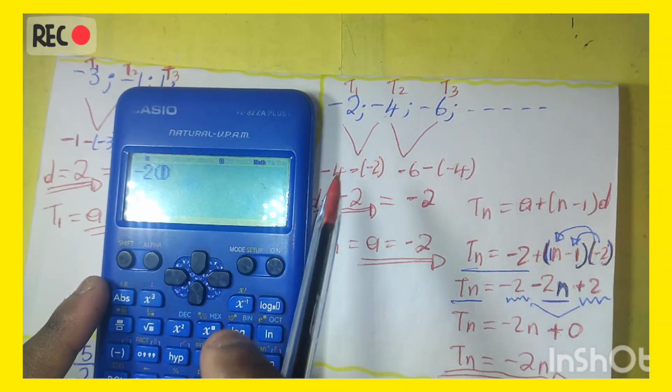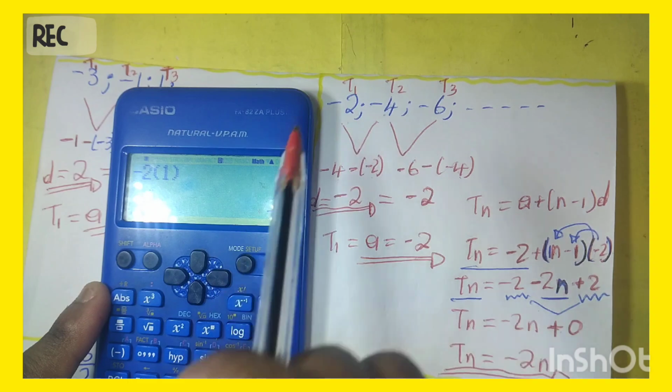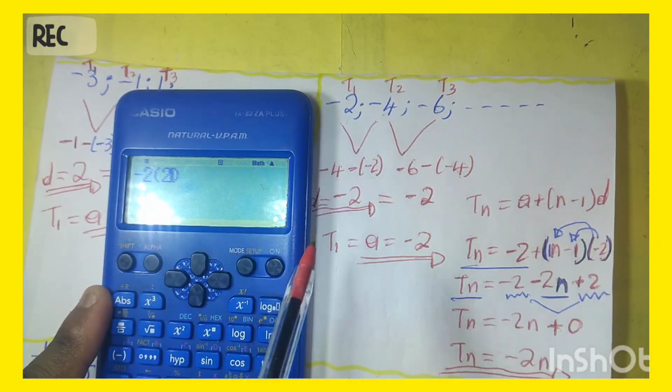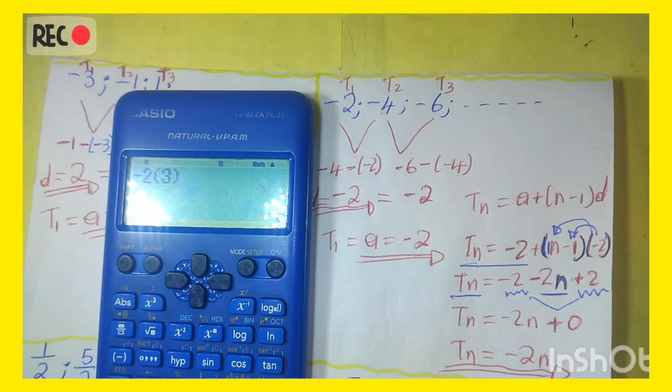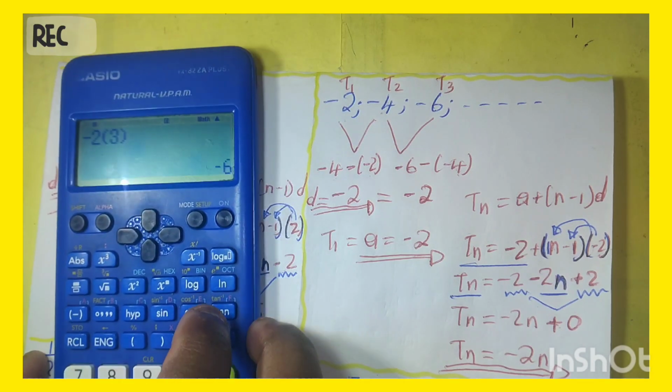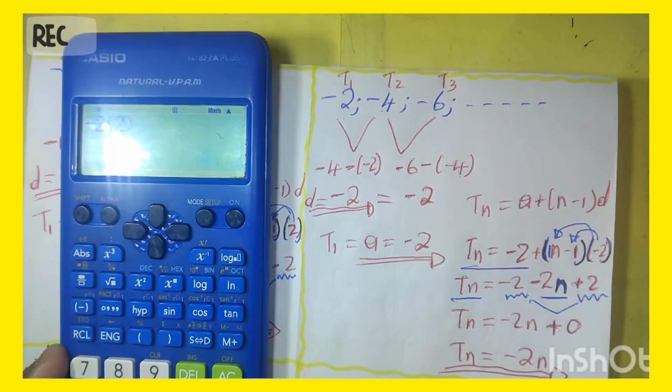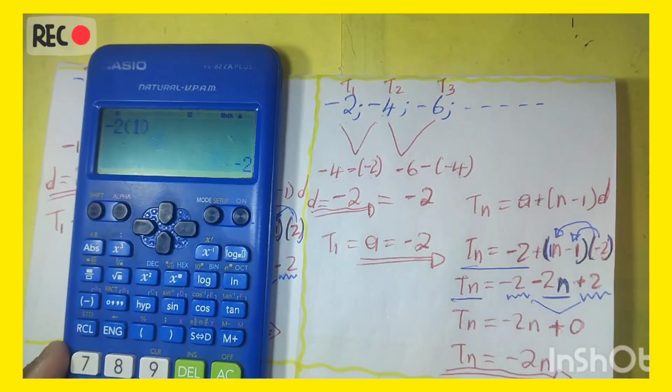If it's term 1, I'll put 1. Which is, this is what I get. If it's term 2, this is what I get. Then if it's term 3, this is what I get. Do you see? Guys, you don't see. Yeah, do you see? Yeah. Then even if it's term 2, even if it's term 1, do you see?